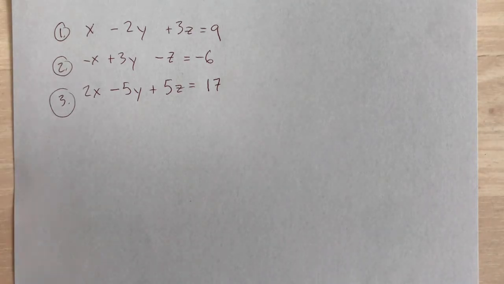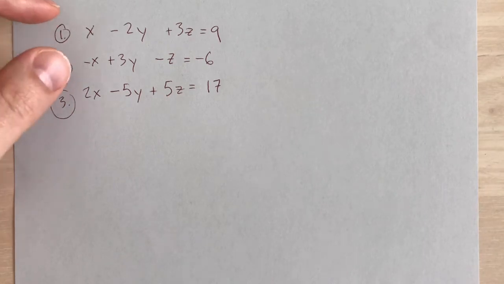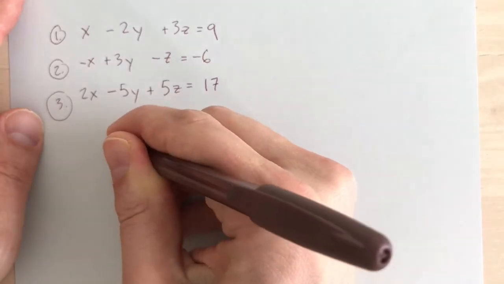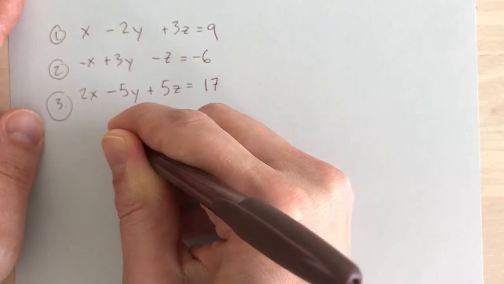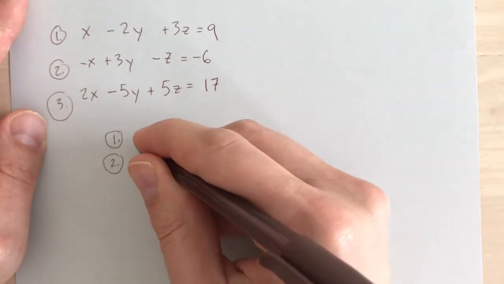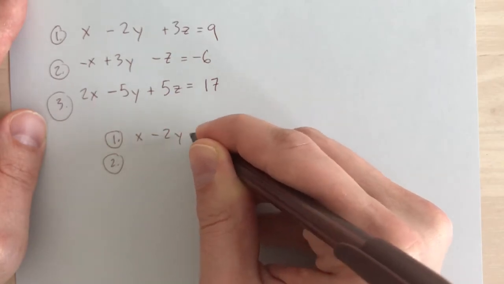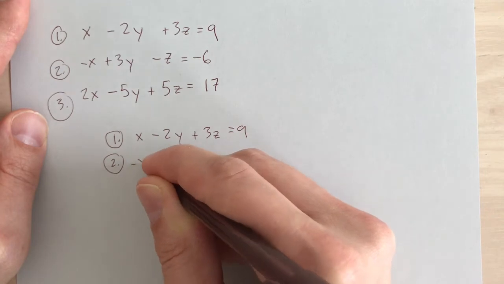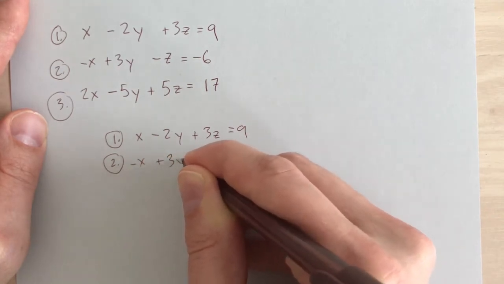Okay, so if you take a look at these first two equations, 1 and 2, you'll notice that x is already opposite of each other. So if I were to add these equations together right now, those x's would cancel. So that's what I'm going to do. I'm going to look at equations 1 and 2, and I'm just going to rewrite them and add them together because I know that the x's, like I said, will cancel each other out.